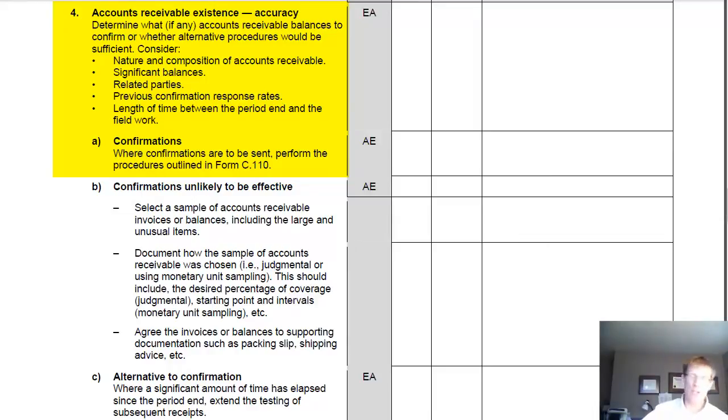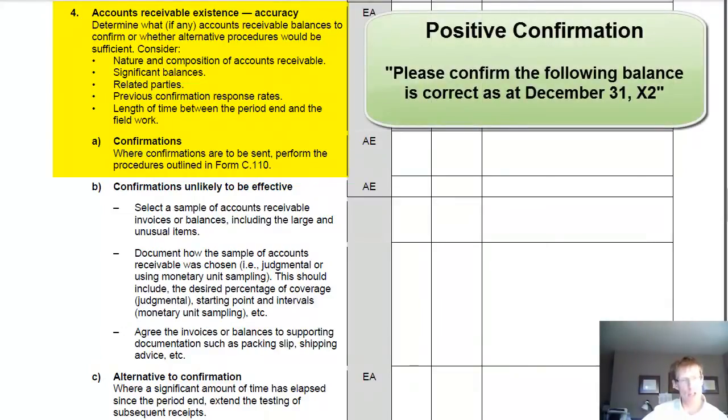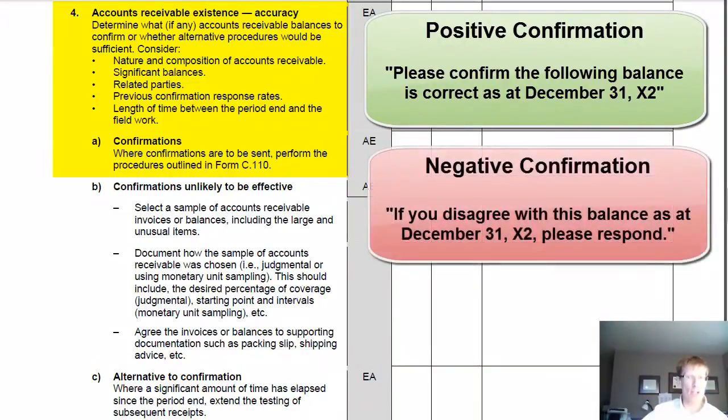So our first procedure is to select a sample of confirmations to confirm with our customers. And as we discussed in an earlier lesson, there's two types of confirmations out there. There's a positive confirmation, which requires a response from our customers. And the second type is a negative confirmation, which suggests only respond to the auditors if the balance is incorrect or does not agree with your records.